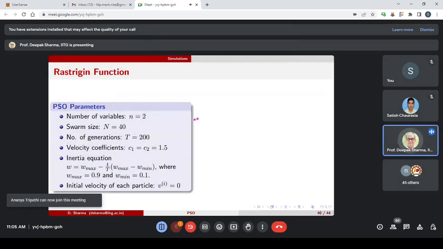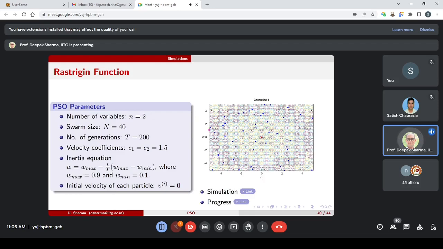Let us solve this problem for two variables. The rest of the parameters remain the same: swarm size is 40, number of generations is 200, C1 and C2 values, and omega is again a straight line that reduces from the maximum to the minimum value, and the initial velocity is 0. On the right hand side, we can see the contours on the x1 and x2 plane. Blue dots are the initial particles, which are randomly distributed. The red dot in the middle is the optimum solution for the given problem. So let us see how the PSO is working.